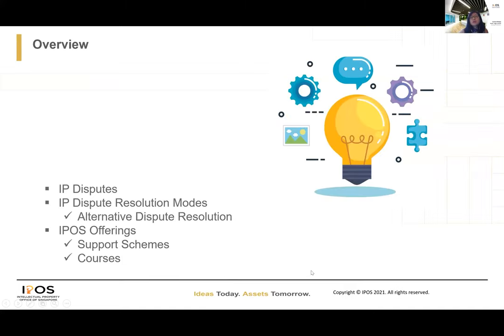So for the purposes of my presentation, this is a big overview of what I'll be sharing. First of all, I'll be sharing with you about the common types of IP disputes. Then I'll be sharing about the different ways of resolving IP disputes. In particular, we'll be introducing today the alternative dispute resolution modalities. Then I'll also share with you as to what we at IPOS do to help the dispute resolution process, some of our funding schemes and our courses and so on and so forth.